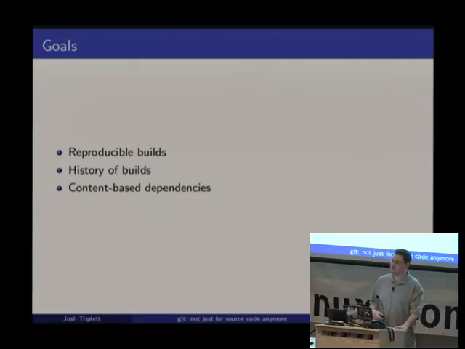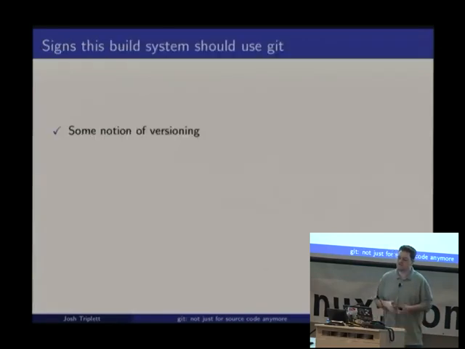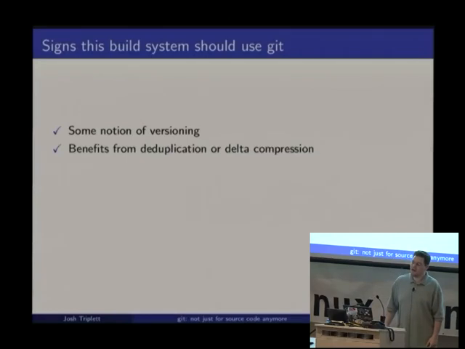So let's go back to those signs that you should use git. Well, here's some reasons why this build system should use git. Obviously, I've got some notion of versioning. I've got thousands of things with versions all over the place. I've got a lot of benefits from deduplication and delta compression, because not only am I storing source code, which already deduplicates like crazy, I'm storing binaries, which are usually similar over time, and not to mention any data files other than source code that I've got in my source nicely deduplicate against the exact same binary copies of those that are in my binary package.